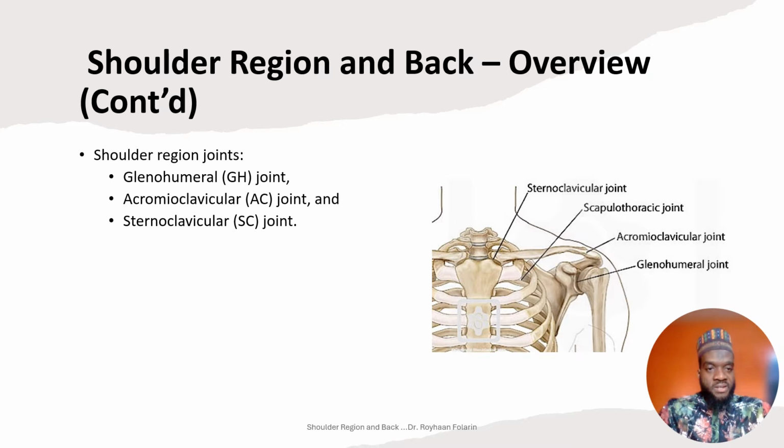So we identify three major joints in the shoulder region, particularly the glenohumeral joint, which is that part between the glenoid cavity and the head of the humerus right here. So here is the glenohumeral joint, and then you have the acromioclavicular joint, and that's between the acromion of the scapula and the lateral end of the clavicle, as you already appreciated during your osteology.